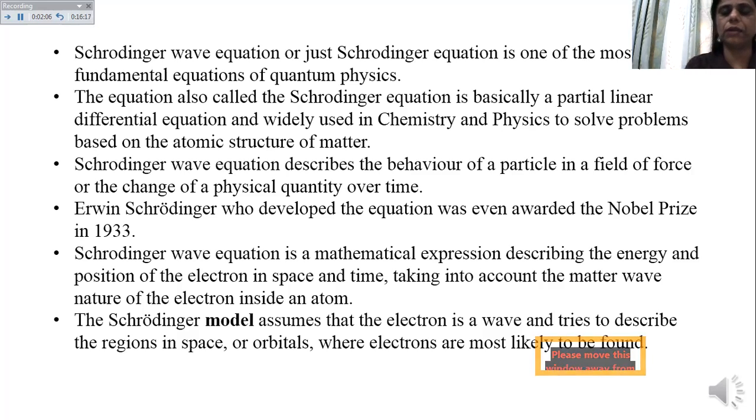That inside the atom, electrons are present, and these electrons have the energy, and these electrons change in their position in space with time. The Schrödinger model assumes that the electron is a wave and tries to describe the region in space or orbitals where the electrons are most likely to exist. मतलब श्रोडिंजर मॉडल ने कहा था the electron behaves not only as a particle and it behaves also like a wave and it exists in space or orbitals.